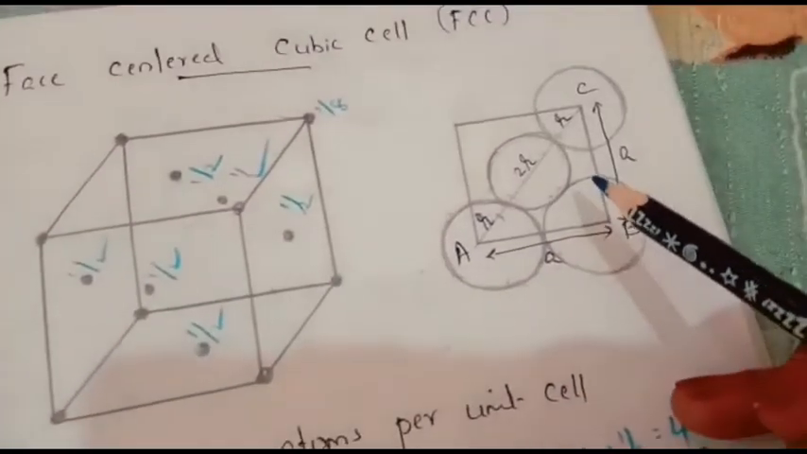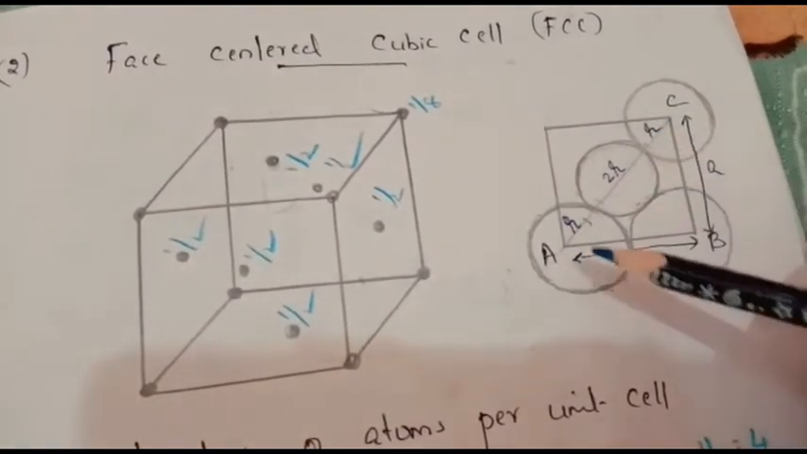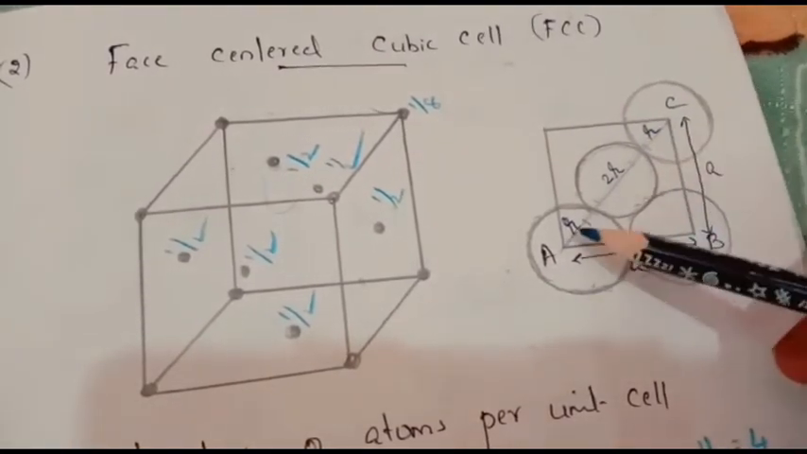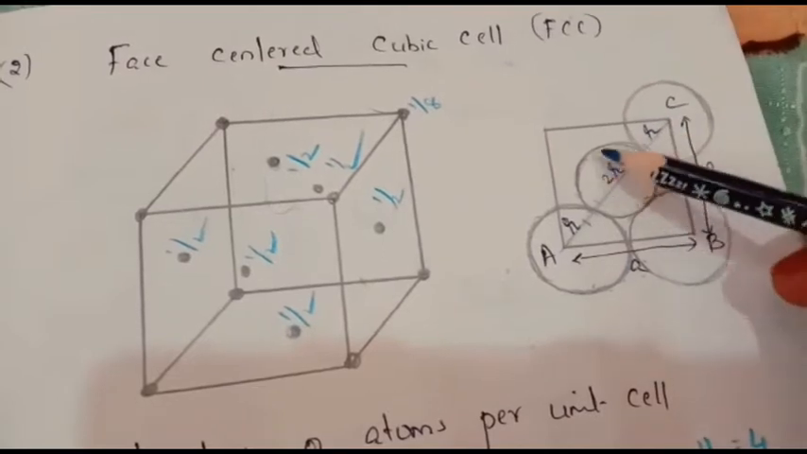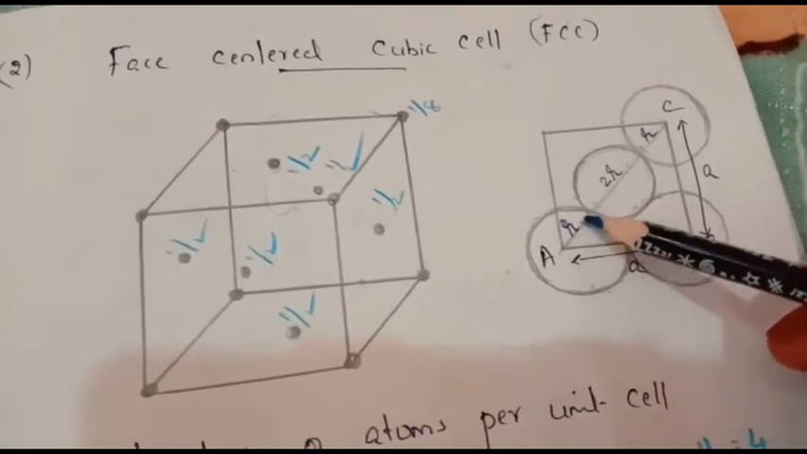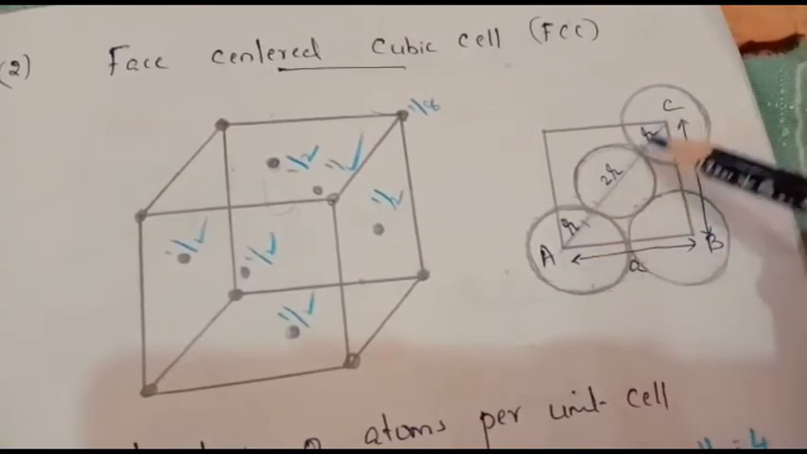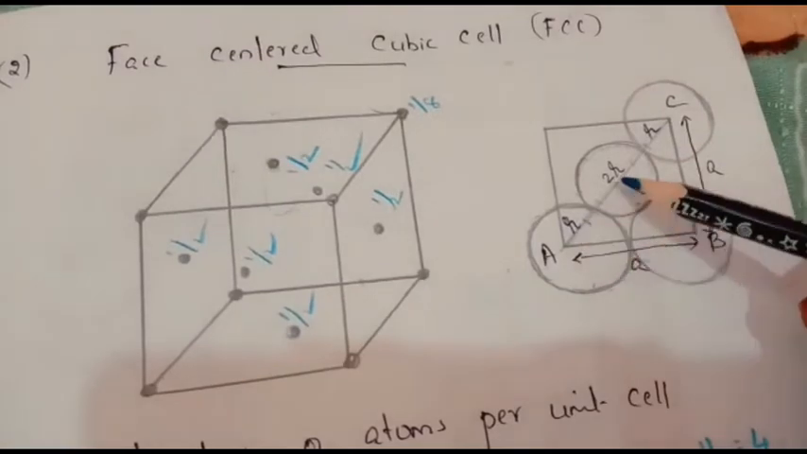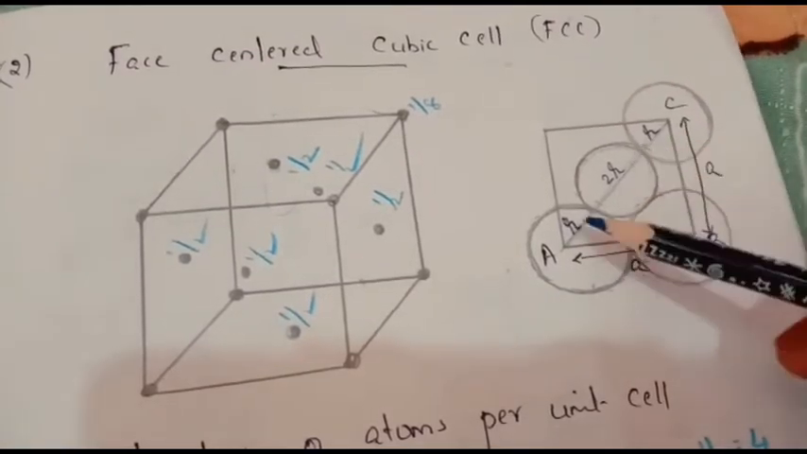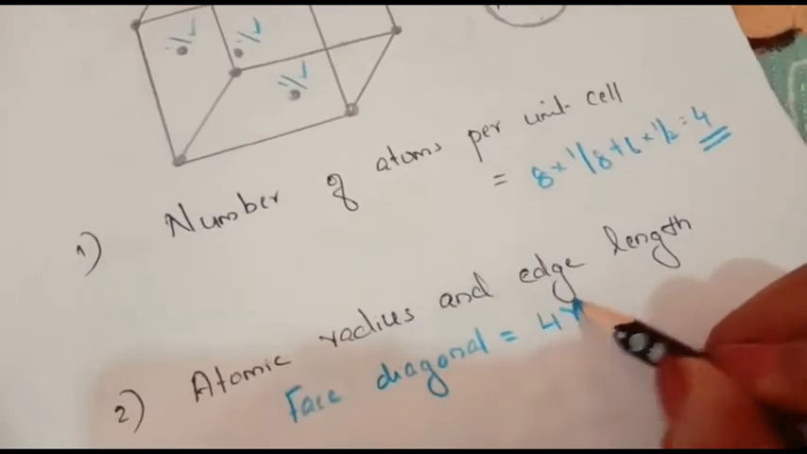So here we have drawn one face, and atoms are present, and this is the face diagonal. So this face diagonal is how much? Here this is a full sphere, so it is 2r. Then this is half of the diameter, so r. So this is also r. So this AC is a face diagonal. So AC equals 2r plus r plus r, that is 4r. So face diagonal is 4r.